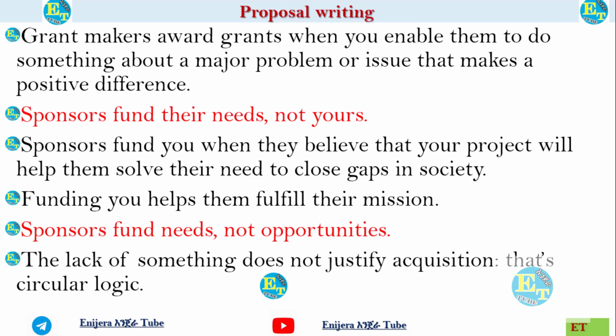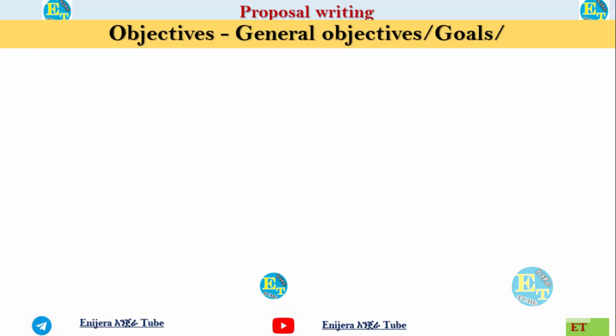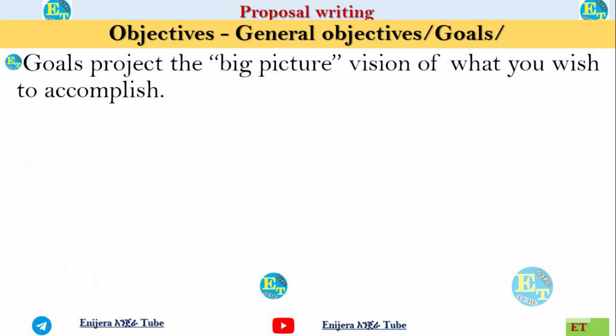something does not justify acquisition. That is circular logic. The other is the objectives. Objectives can be general objectives, goals, or specific objectives. So goals, projects, the big picture, vision of what you wish to accomplish. This is your goal, the big picture of your proposal.